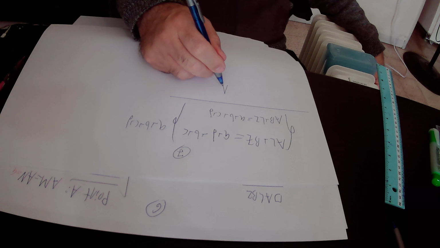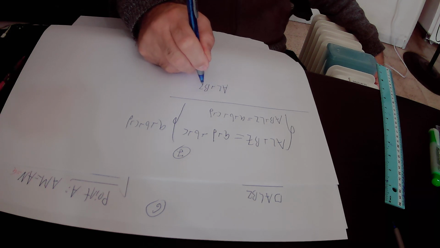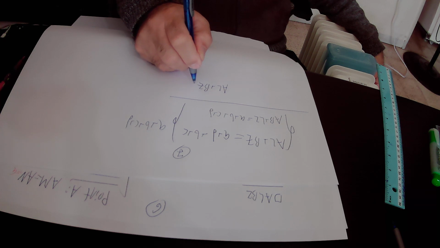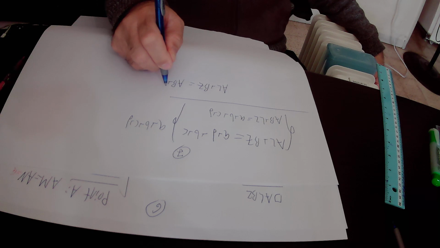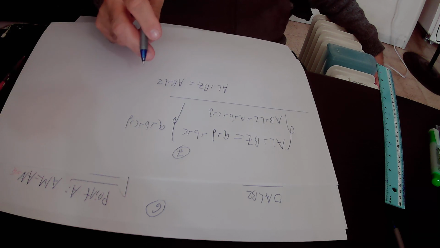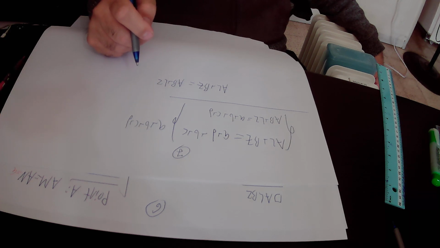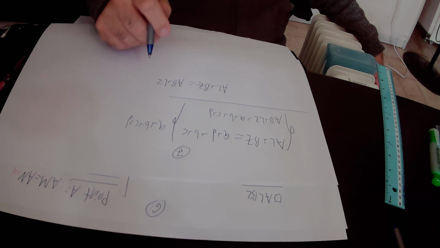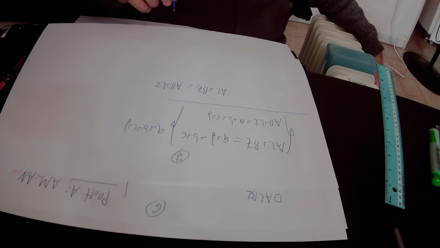I know that AL plus BZ is equal to AB plus LZ. They are both equal to the same expression, therefore they are equal to each other. So AL plus BZ equals AB plus LZ.